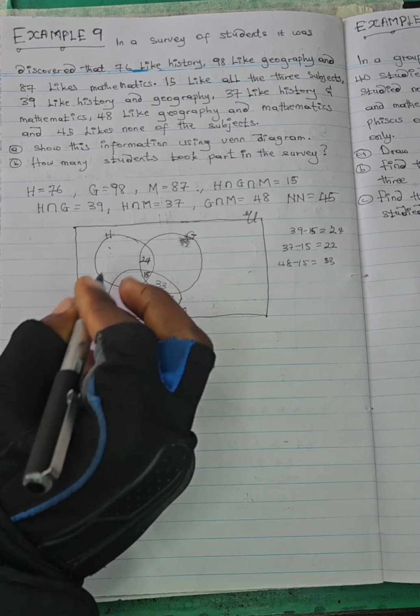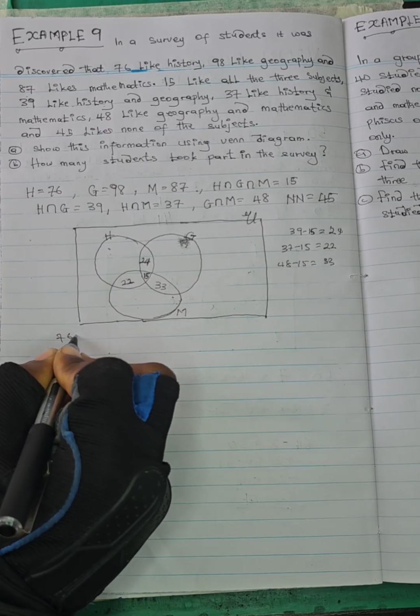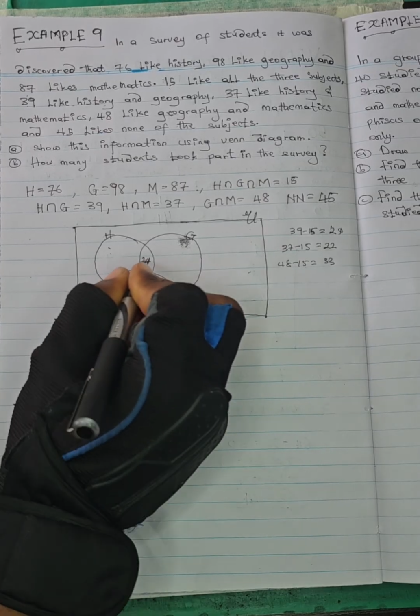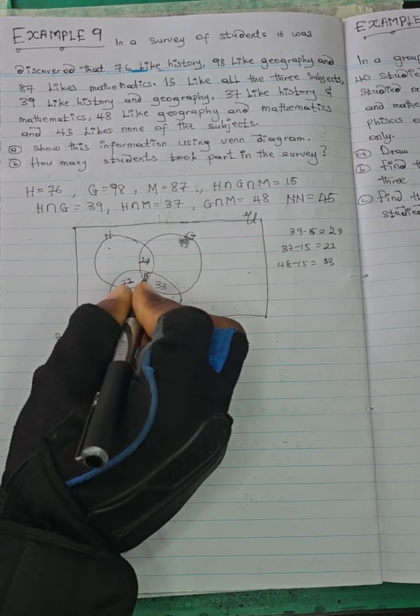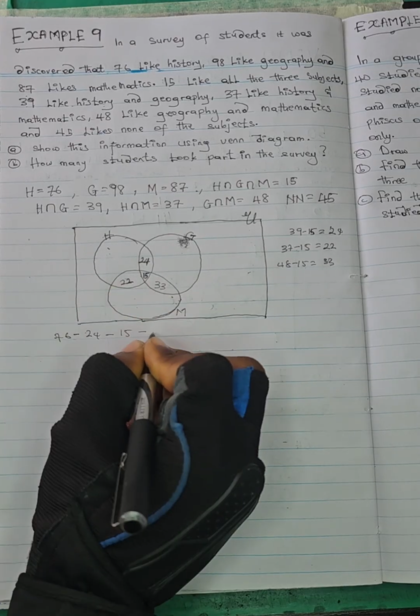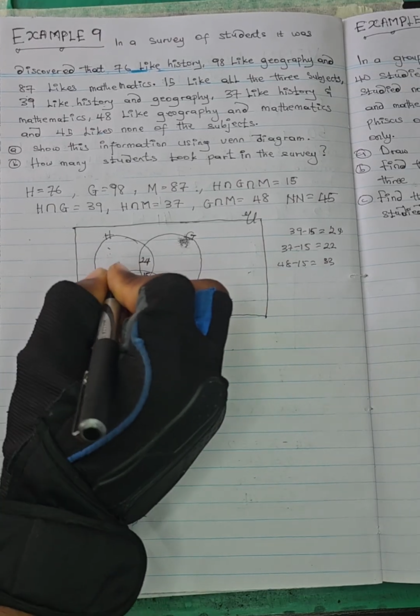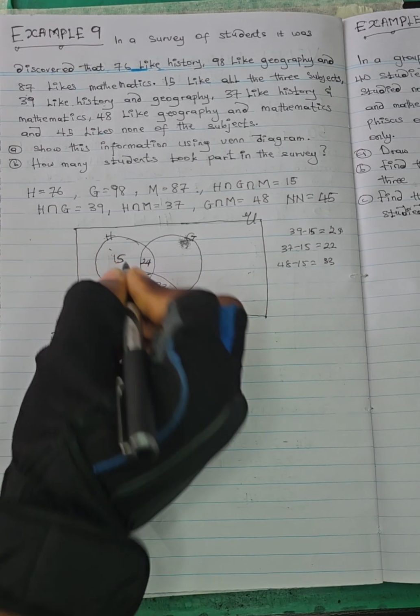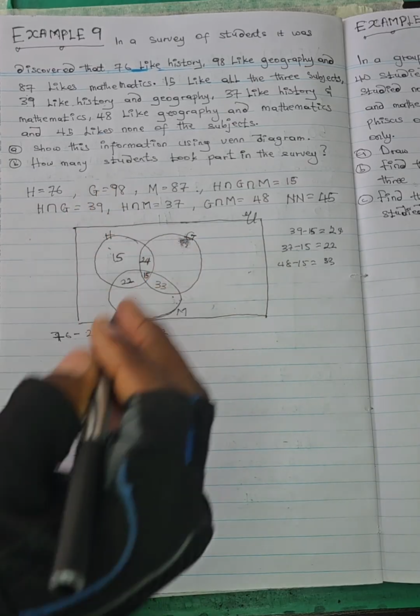So to get that, you do 76 minus 24 minus 15 minus 22. And that will give you 15. Same applies to geography. Geography is 98.